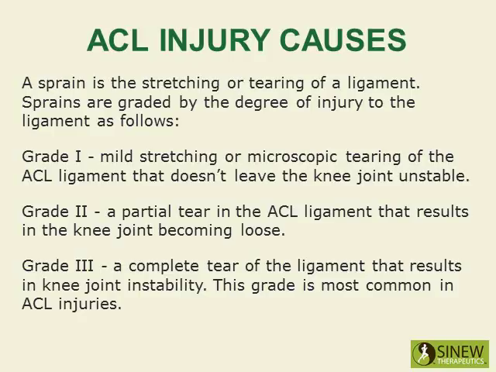Sprains are graded by the degree of injury to the ligament as follows. Grade 1. Mild stretching or microscopic tearing of the ACL ligament that doesn't leave the knee joint unstable. Grade 2. A partial tear in the ACL ligament that results in the knee joint becoming loose. Grade 3. A complete tear of the ligament that results in knee joint instability. This grade is most common in ACL injuries.